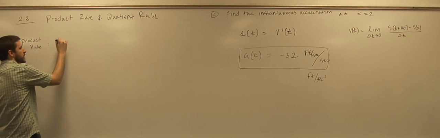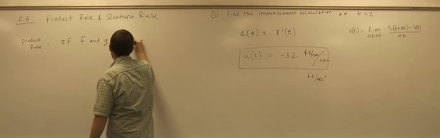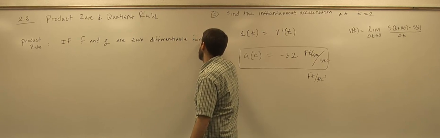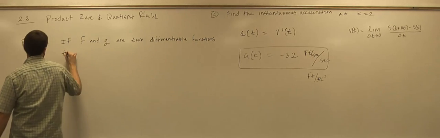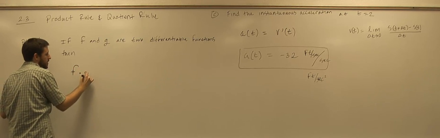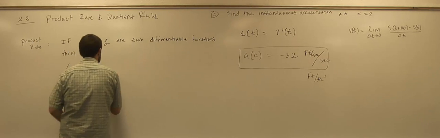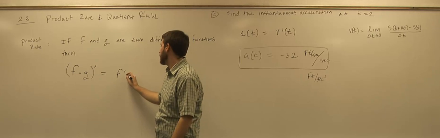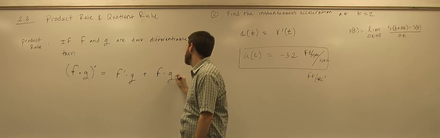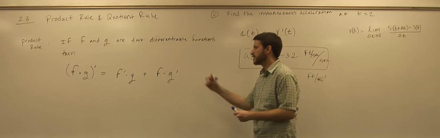If you have two differentiable functions, so two functions you know how to take the derivative of, then you can take the derivative of their product, so you can do f times g, by first taking the derivative of f and multiplying the result by g, and adding to that f times the derivative of g. So this is the product rule in one of its forms.